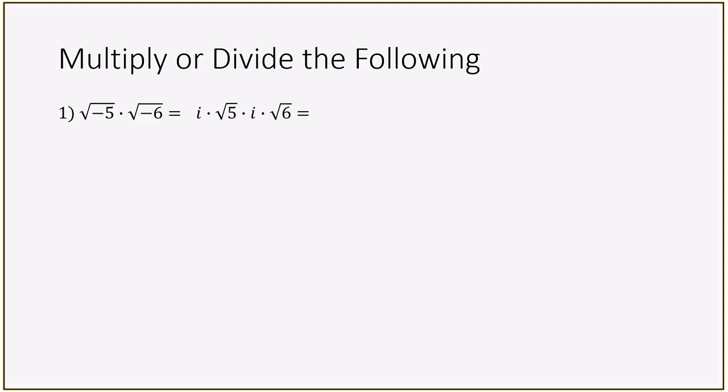My second term is going to be i root 6. And now I can combine like terms. I can multiply whatever is under the square root to get root 30. And I can multiply the i's. That will get me i squared, square root of 30.